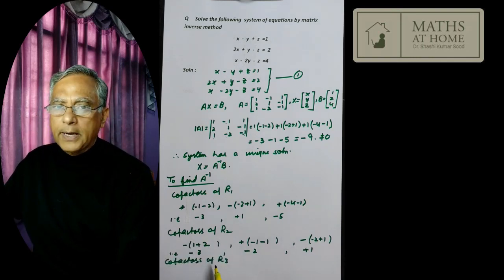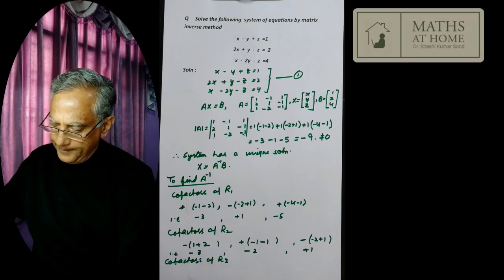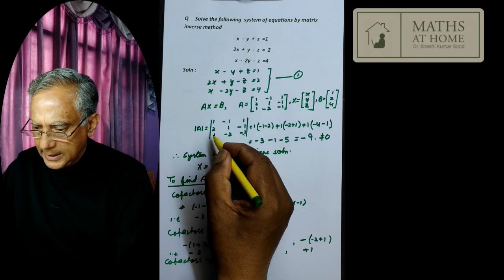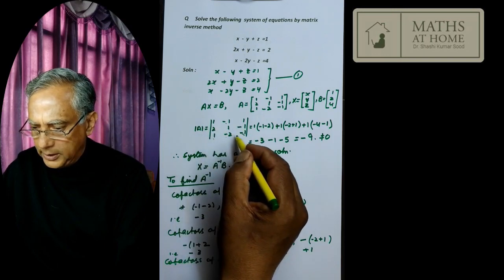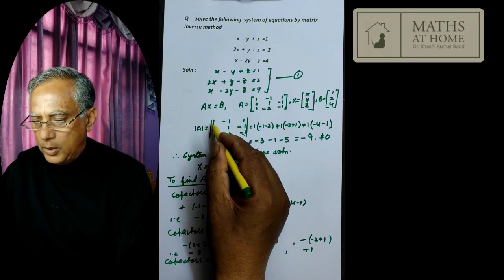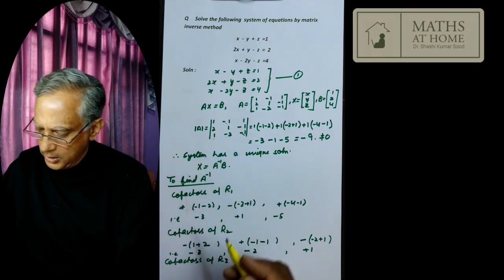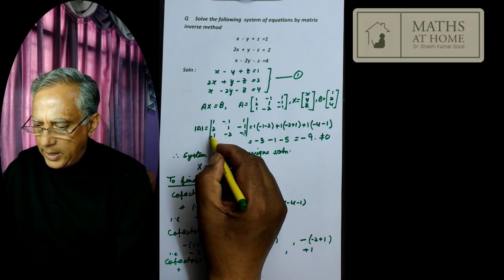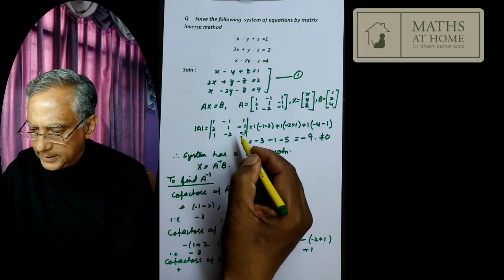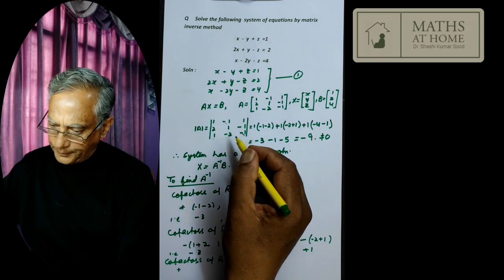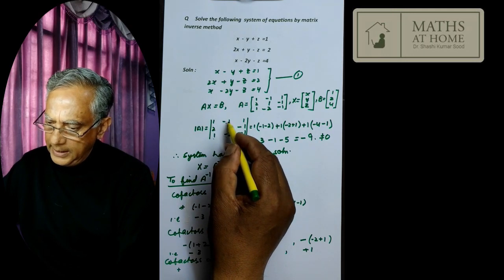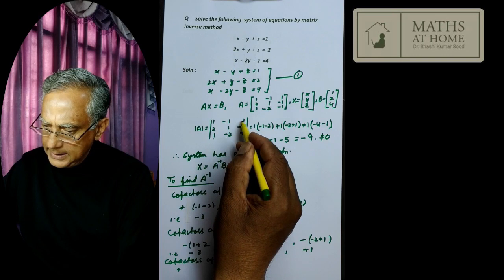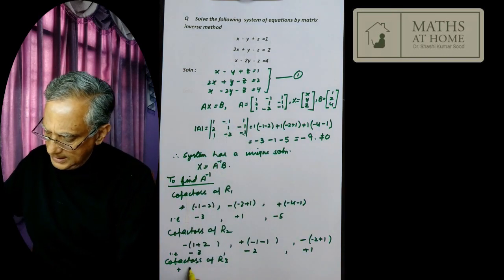Now we find the cofactors of R3. So first entry is this. This is 1, 2, 3. Third row and first column. 3 plus 1 is 4. So this will be plus. Now delete the row and column in which the entry occurs. This column and this row. So we are left with minus 1 into minus 1 is 1 minus 1. 1 minus 1 is 0.